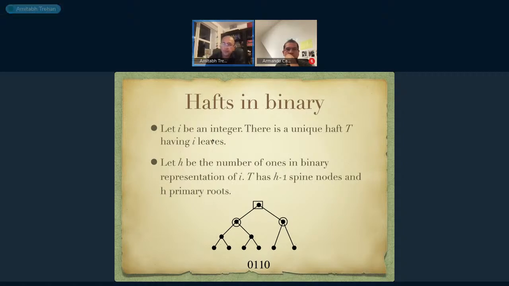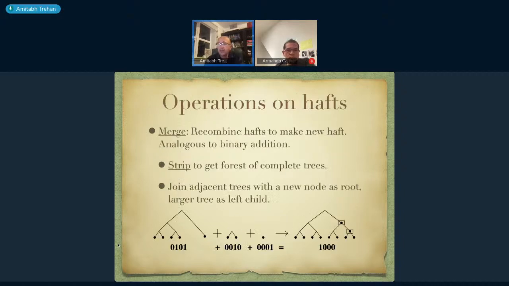How is that? Write the number of leaves of the half full tree in binary. So let I be an integer, and there is a unique half full tree T which has I leaves. So for example, if you look at 6 leaves, how does that look? 0, 1, 1, 0. So let H be the number of ones in the binary representation of I. Then T has H minus 1 spine nodes and H primary roots.